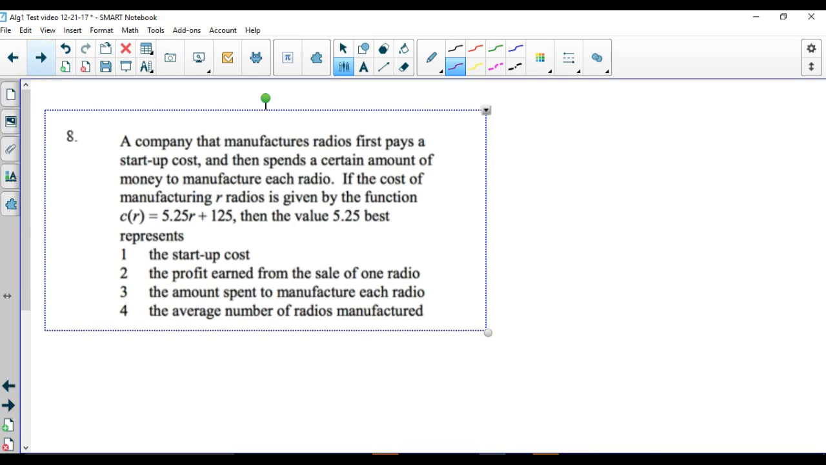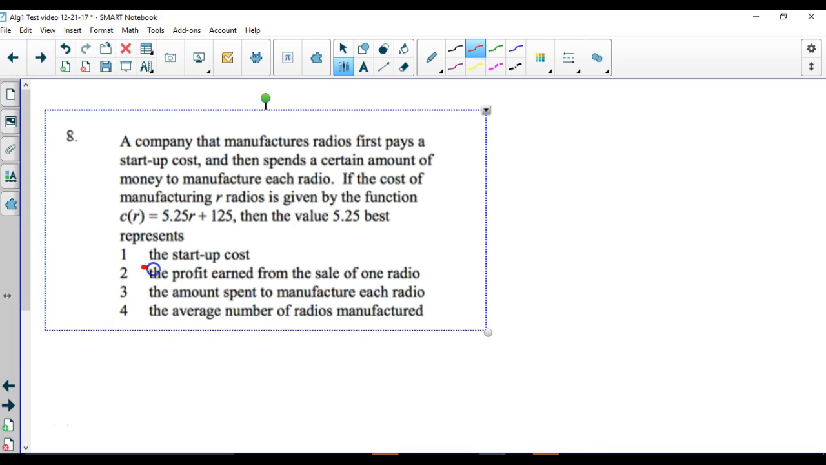Okay? All right, question 8. A company that manufactures radios first pays a startup cost, then spends a certain amount of money to manufacture each radio. The cost of manufacturing R radios is given by the function C of R equals 5.25R plus 125. Then the value 525 best represents what? Let's see.